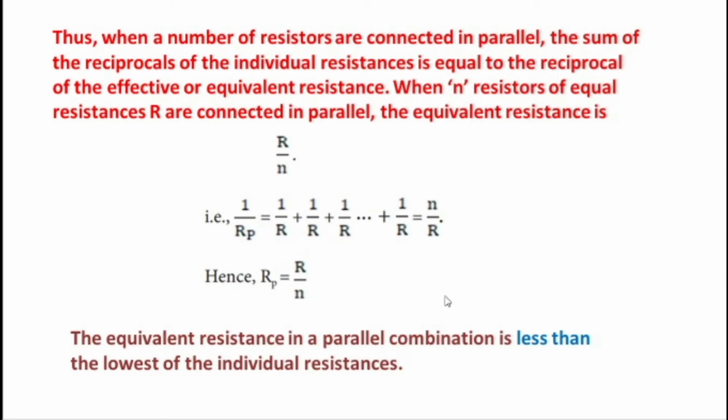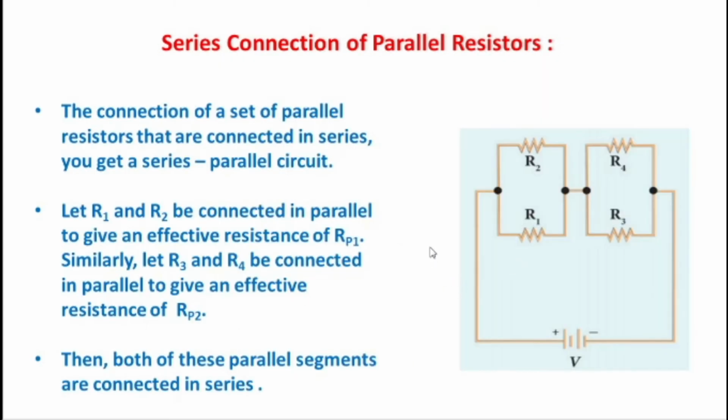It is a very important equation. When n resistors are connected in parallel, the effective resistance Rp is equal to R by n. R is the resistance value of each resistor, and n is the number of resistors. The equivalent resistance in a parallel combination is less than the lowest of the individual resistances. That is very important. So how will Rp compare with R? Less than. Next, series connection of parallel resistors.